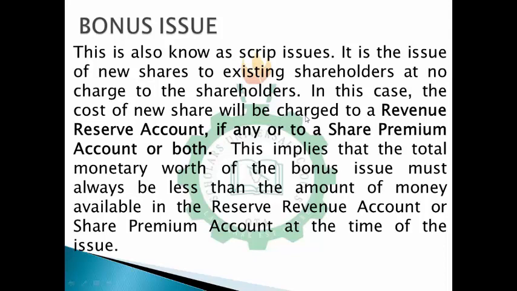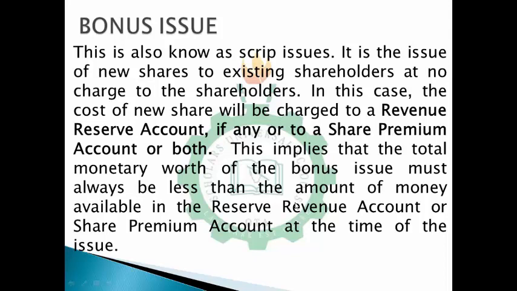So the cost of giving them new shares will be borne by the company, and they will be getting the money from their revenue reserve account, if they have one, or it could be charged to their share premium account, or in most cases they could charge both, that is both revenue reserve account and share premium account. And this implies that the total monetary worth of the bonus issue must always be less than the amount of money available in the revenue reserve account or share premium account at the point of the issue.